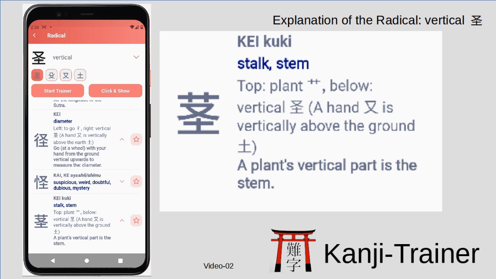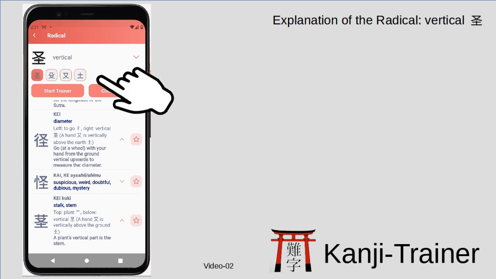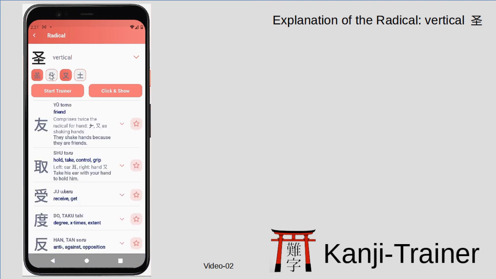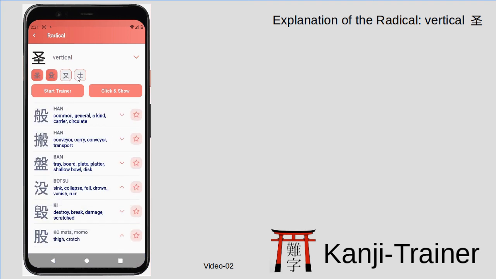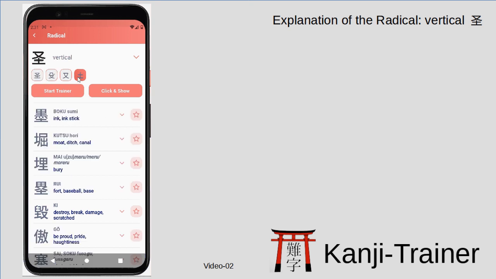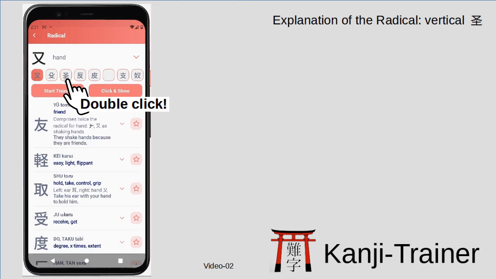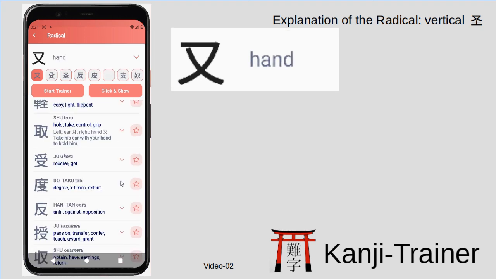Here you can see that the assignment of this radical to mean vertical is not arbitrary but based on the correct etymological background. Here at the top you have some radicals which are somehow related to the radical for vertical. You can switch them on or off and the corresponding kanji are added or removed from the list below. Or you can double click and change to that radical. Now I do that double click on the third item and I come to the radical for hand and see all kanji which are using this kind of hand.